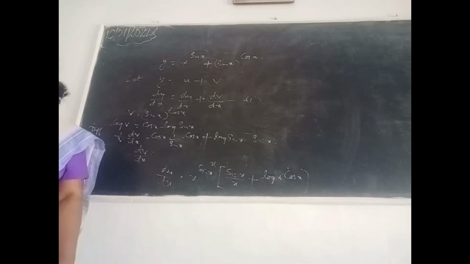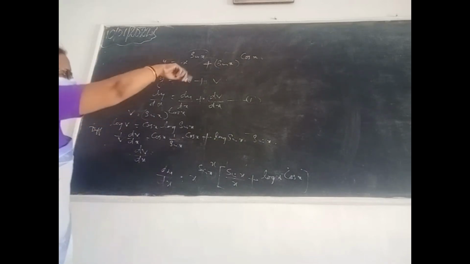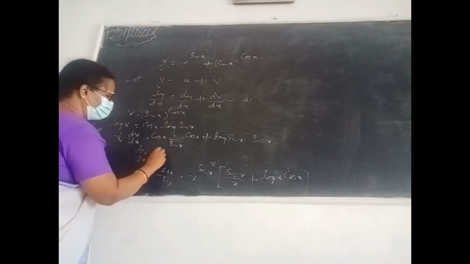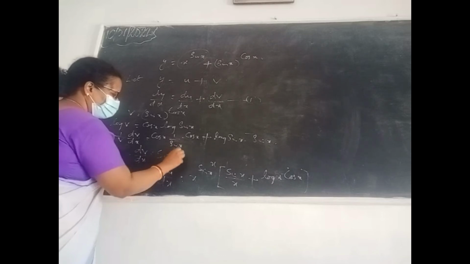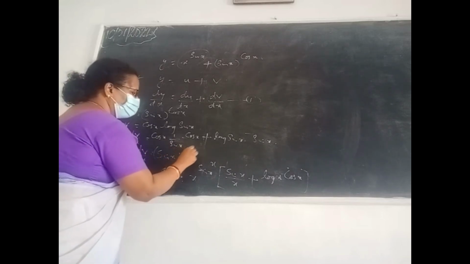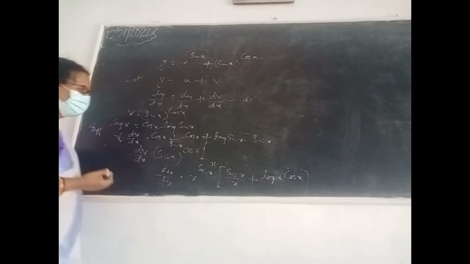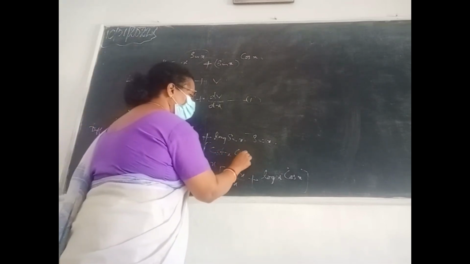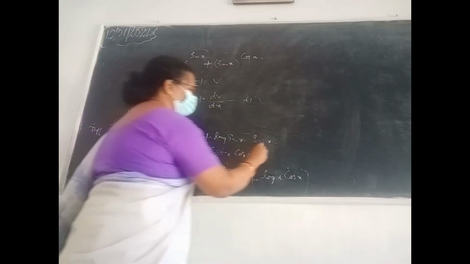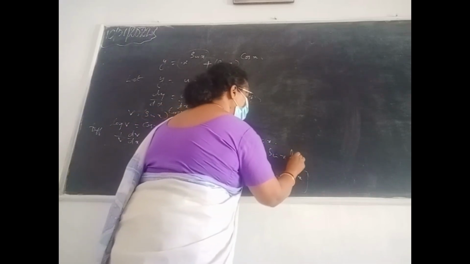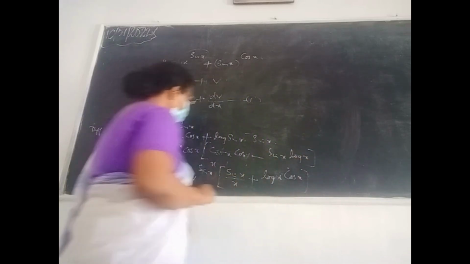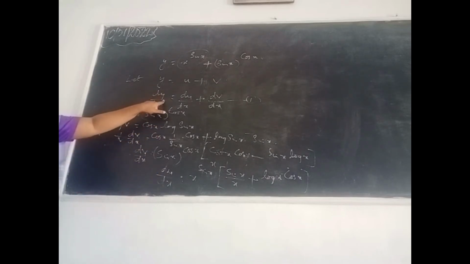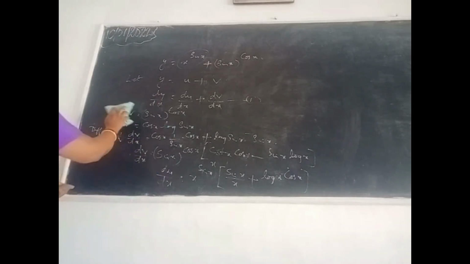Now we have to substitute for b. What is b? Sin x raised to cos x. So what is our dv by dx? Sin x raised to cos x into, in brackets, cot x cos x minus sin x log sin x. Now we will substitute this du by dx and dv by dx in this equation. That is the answer.